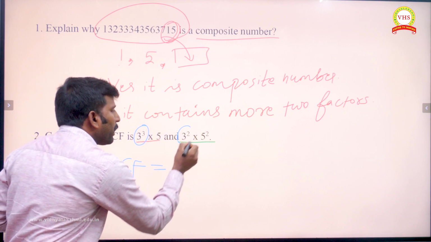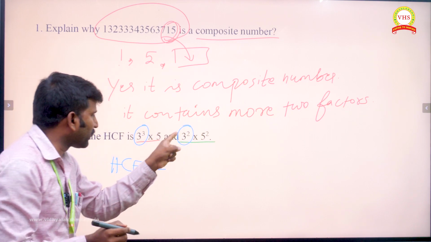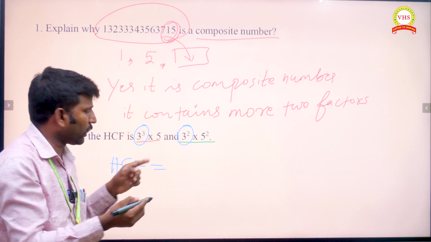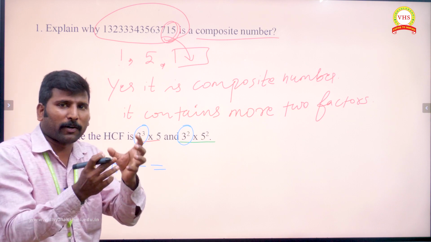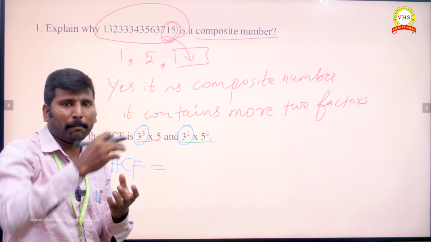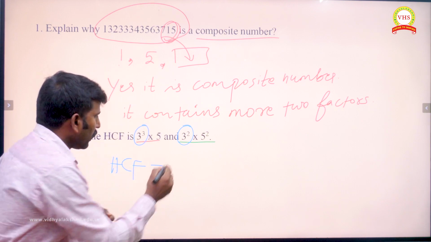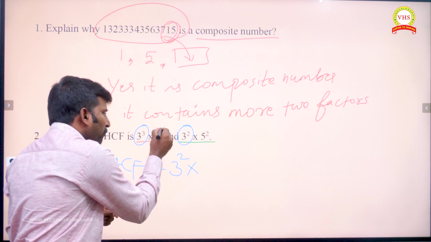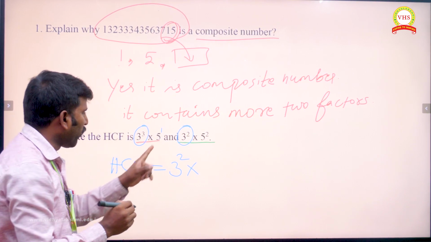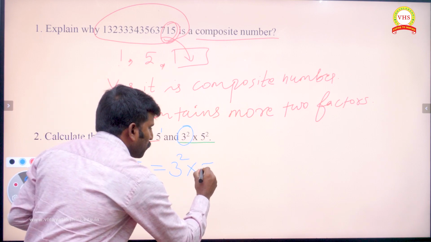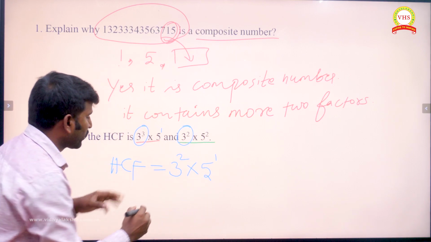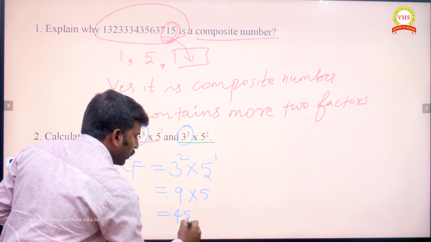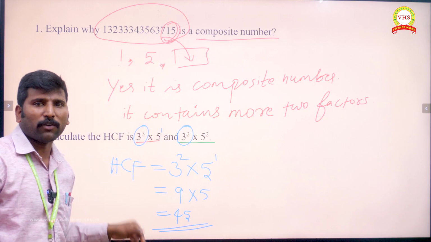3 power 3, 3 power 2. So the common power we have is 3 power 2. In 3 power 3, there is 3 power 2 into 3. Or else, if you do not understand common power, it is the product of the least powered numbers. You take the smallest powered number: 3 power 2, multiplied by the smallest power of 5. Here 5 has no power, so you consider it as 1. So 5 power 1, 5 power 2. The smallest power is 5 power 1. Simplify this: it will be 9 and 5. 9 fives are 45. So the HCF of these 2 numbers is 45.